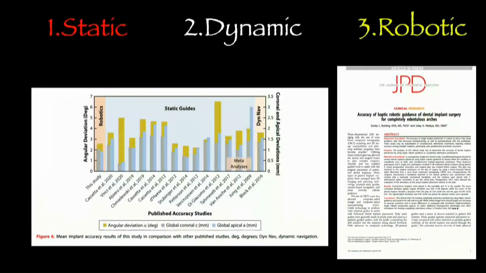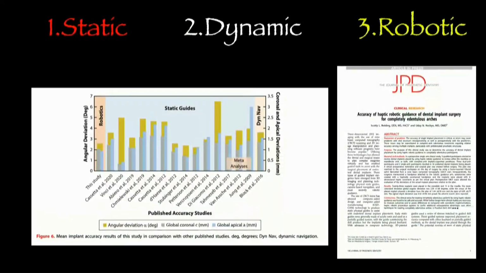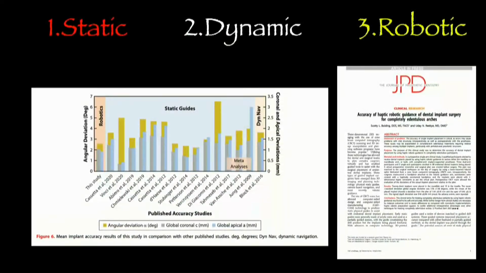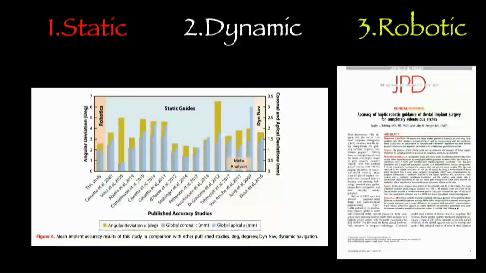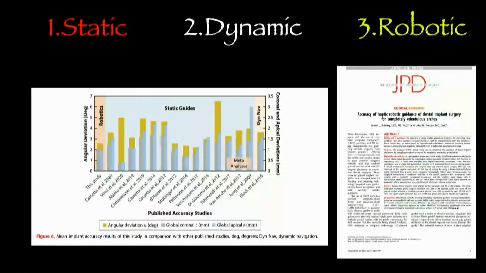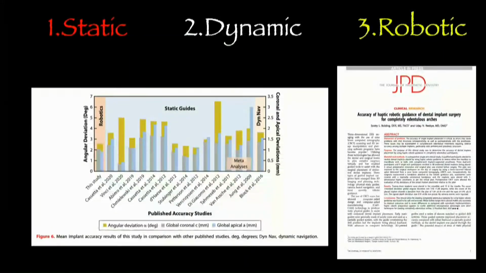Looking at this paper, which beautifully describes the differences between those three, and when you look at this graph, you see that the majority of studies were done on static. And when we compare the numbers with robotic and dynamic, we really don't see much of a difference between those two systems. Keep in mind that most of the studies were done on partially edentulous cases, especially with the haptic, robotic, or dynamic systems.